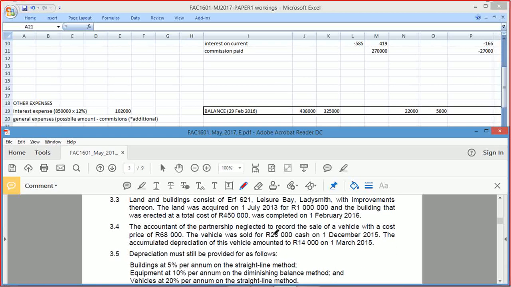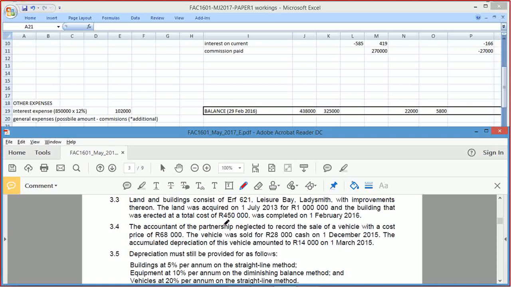3.4. The accountant of the partnership neglected to record the sale of the vehicle with the cost price of 68,000. The vehicle was sold for 28,000 cash. On the Hold on, you're missing 3.3. No, we just did that one. No, this was improvements to the building. Yeah, but it stated that it was also erected, so the total was 1,450,000. Okay, yeah, but this is improvements to the building.